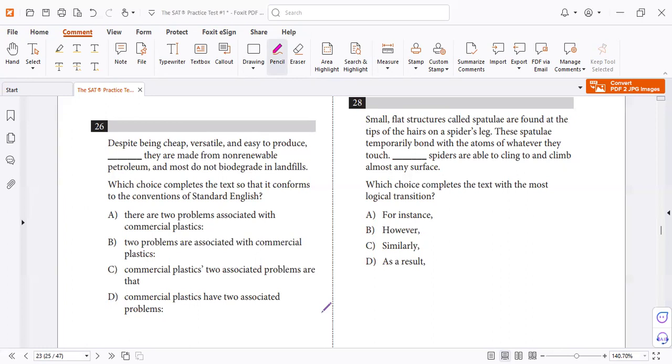A. Letter A. Yes, but how? Let me tell you a secret. I think the teacher did not tell you more about modifiers. Do you remember information as a participial phrase? After it, we need the subject. For example, here, what is described? Despite being cheap, versatile, easy to produce, what is it? Find the subject: plastics. Subject problems, the subject here, problems again, this one. So it's letter D. This is called the modifier.